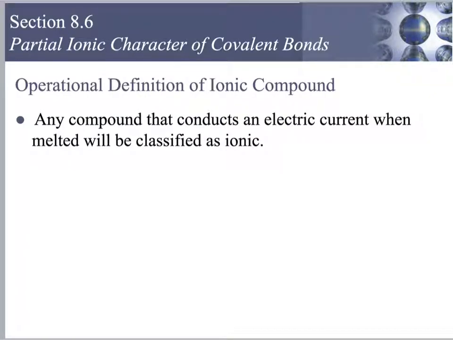This is something we've talked about before, so it's actually possible to test whether or not a particular compound is ionic or not. And if the compound will conduct an electrical current when it's melted, then it's going to be classified as ionic. So that's just a characteristic of ionic substances.